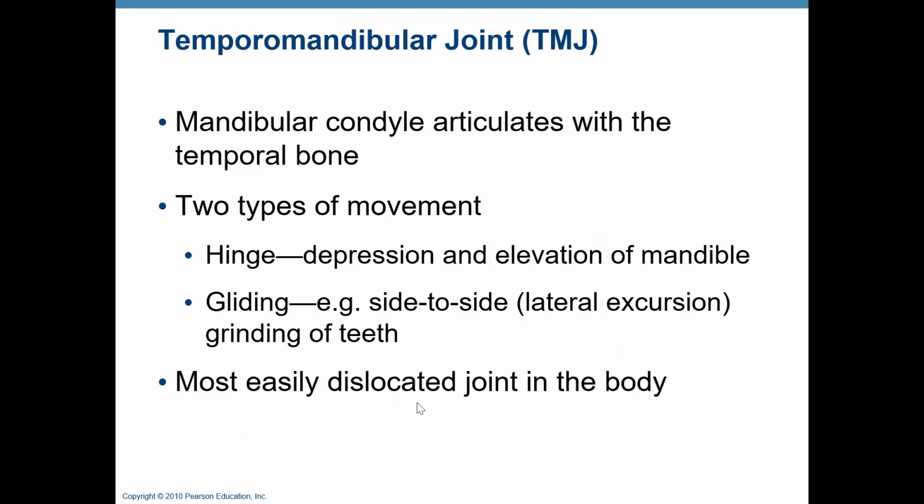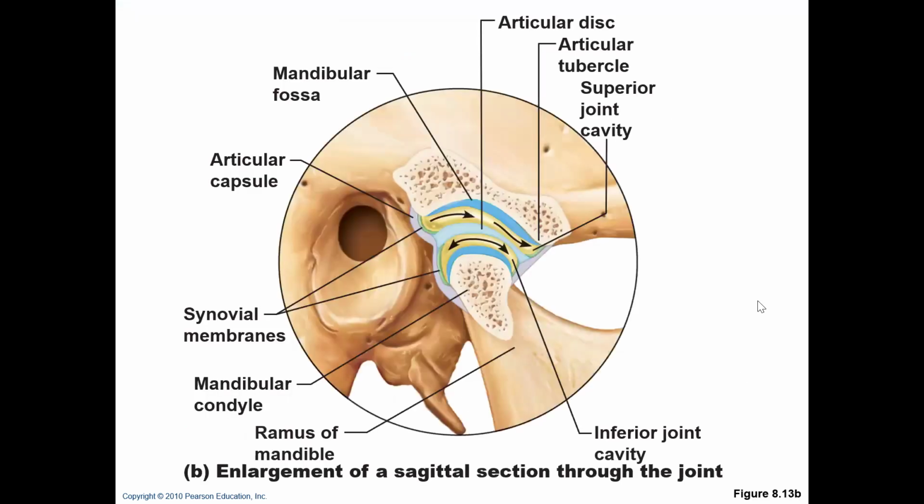And look at the bottom. It says it's the most easily dislocated joint in the body. So just by yawning incorrectly, it says you can somehow make it come out of alignment. I wouldn't know. I don't want to know. Just leave it at that.